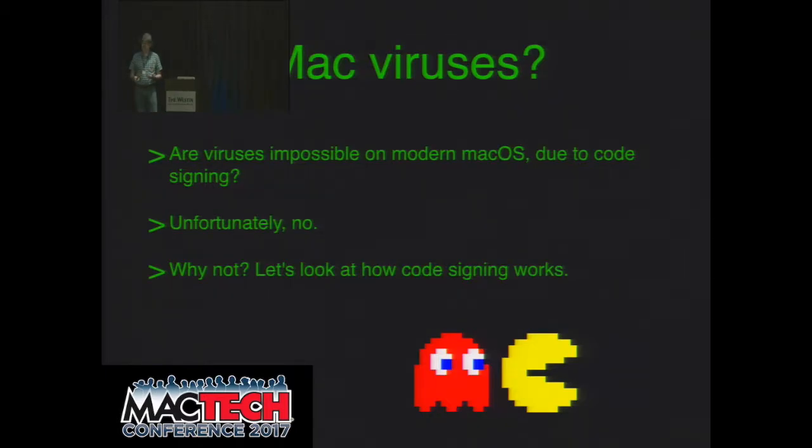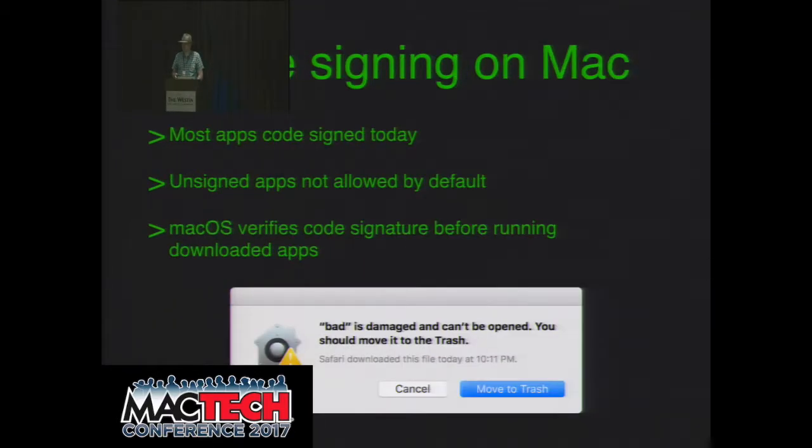So let's take a look at some details about how code signing works. There are some assumptions that a lot of people have about how this works. And I myself had some assumptions about this up until I started playing with it and testing it. So I think some of this is going to be a little surprising. Most of you guys probably already know that, as we said, most apps are code signed today. And unsigned apps are not allowed by default. In fact, on more recent versions of macOS, they're just not allowed. You can't even set your Gatekeeper settings to allow unsigned apps.